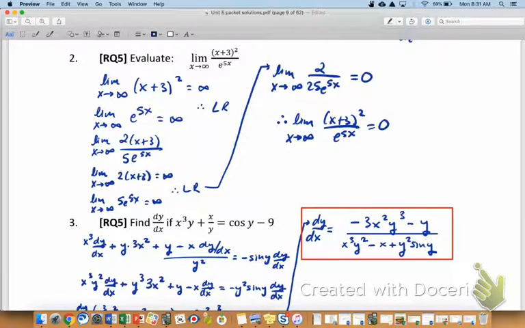Number 3 was tough with some of the algebra once you got your derivative. Even if you did the product rule right, and even if you did the quotient rule right, there was some challenging algebra yet to be had.